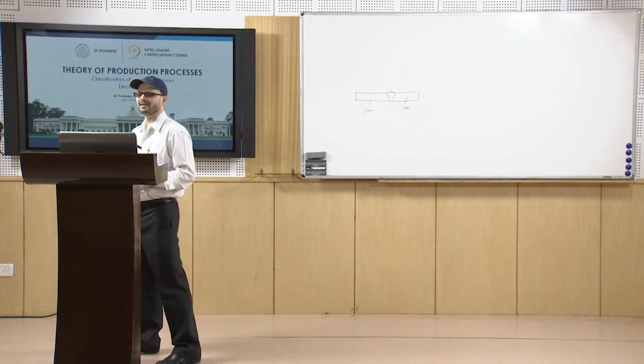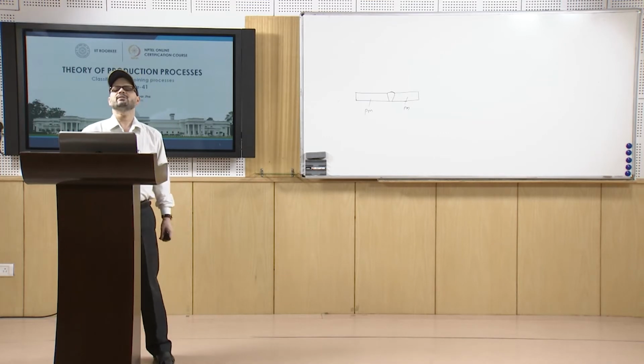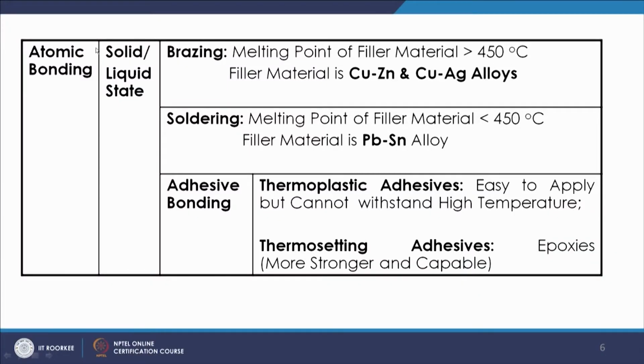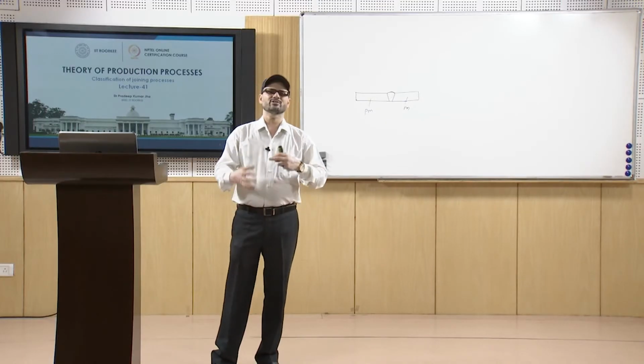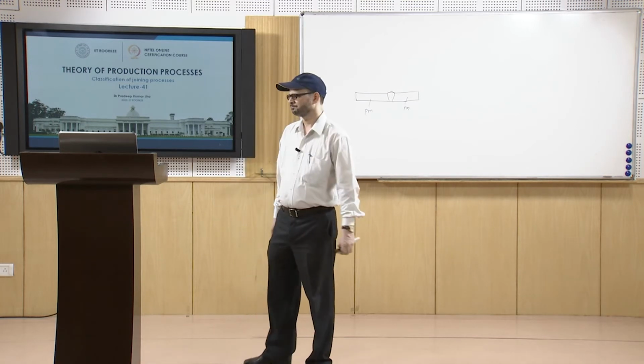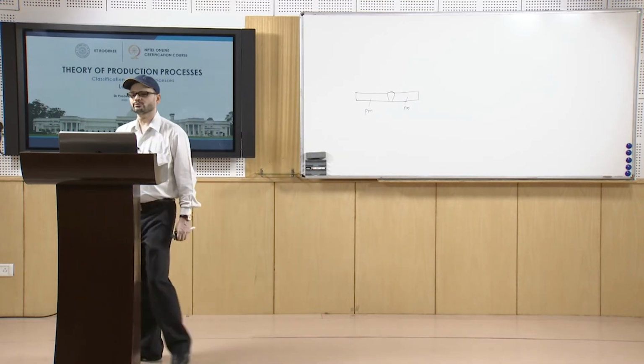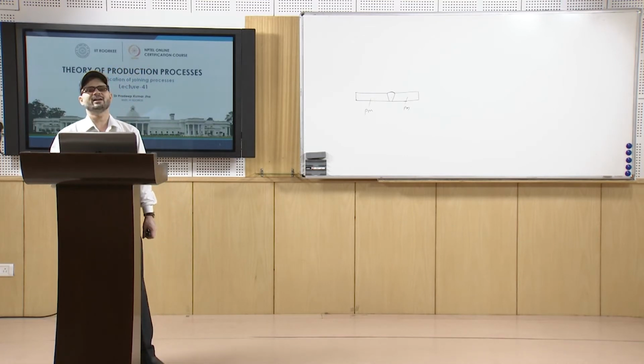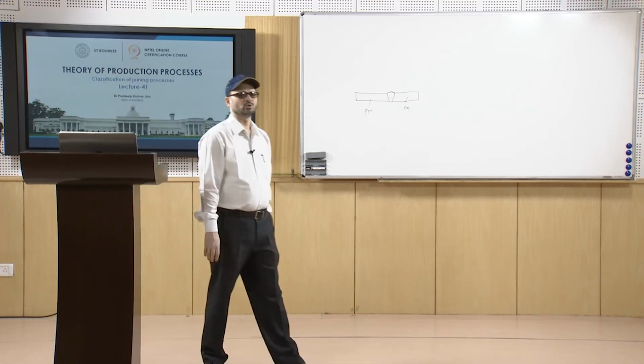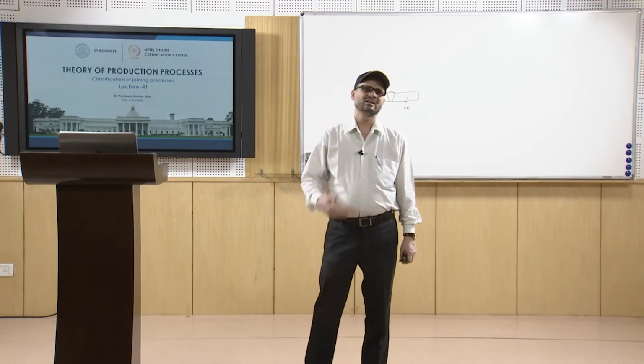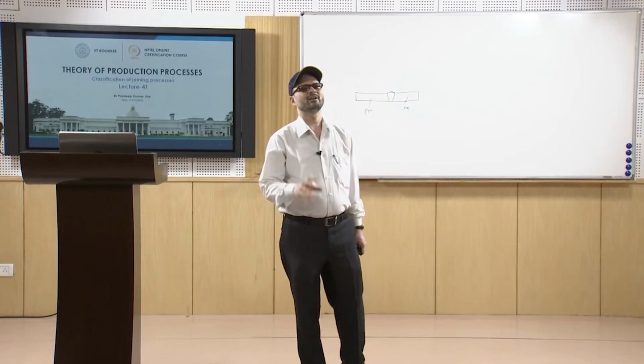Based on the melting temperature, in the case of brazing, the melting point of the filler material is more than 450 degrees centigrade. The filler material is normally copper-zinc or copper-silver type alloys. So, wherever somewhat more strength is required, you go for brazing. Then in the case of soldering, the melting point of the filler material is less than 450 degrees centigrade. Normally tin-lead alloys are used for soldering applications.